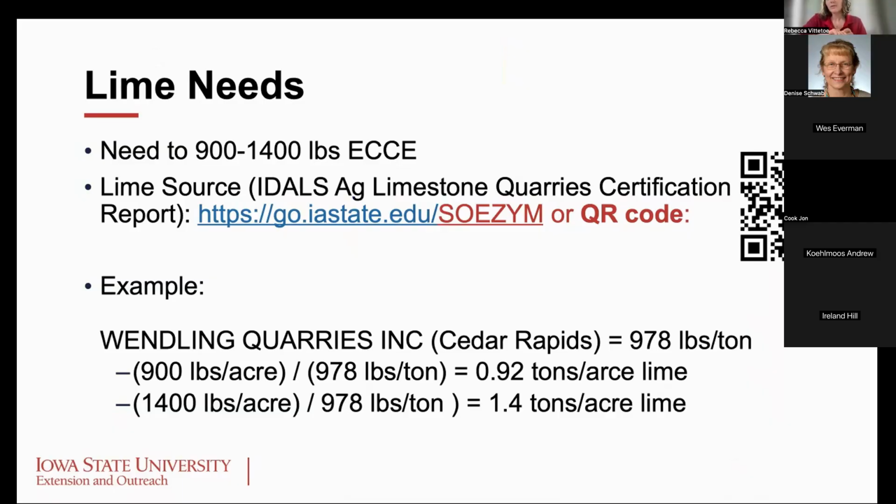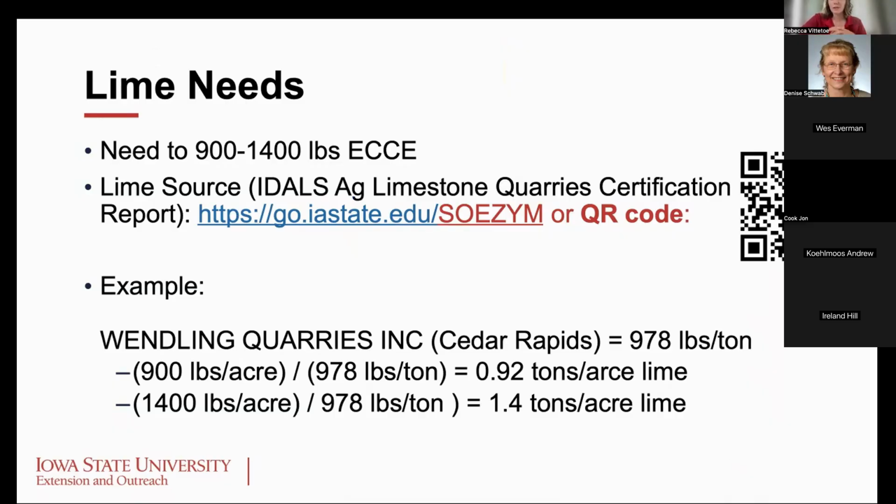And so if you're working with a retailer, they can help to provide this information, or you can also go to the Department of Ag's Ag Limestone Quarry Certification Report. If you know which quarry your lime is coming from, you can look up and see, okay, what is the ECE of that particular product? And then we can calculate how much of that product we need.